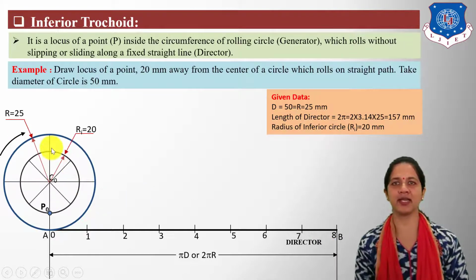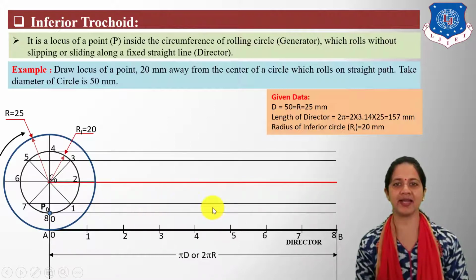Here, the rolling circle with the inferior circle rolls in clockwise direction. So, give division points on the inferior circle in anti-clockwise direction. Next, draw lines parallel to the director line from 0, 1, 7, 2, 6 and center 5, 3 and 4 points of the inferior circle.